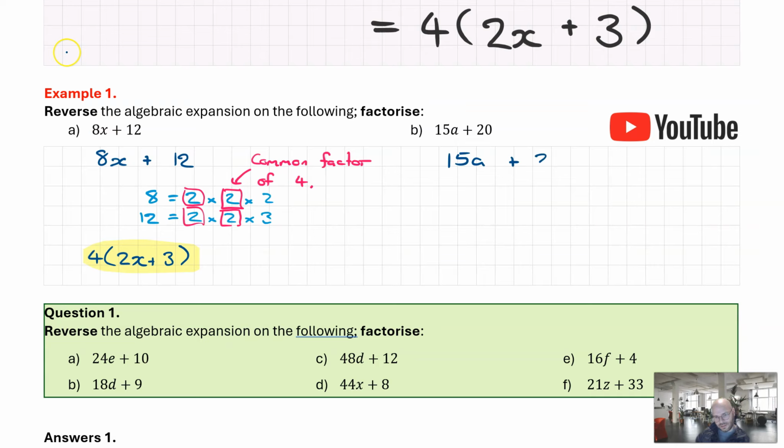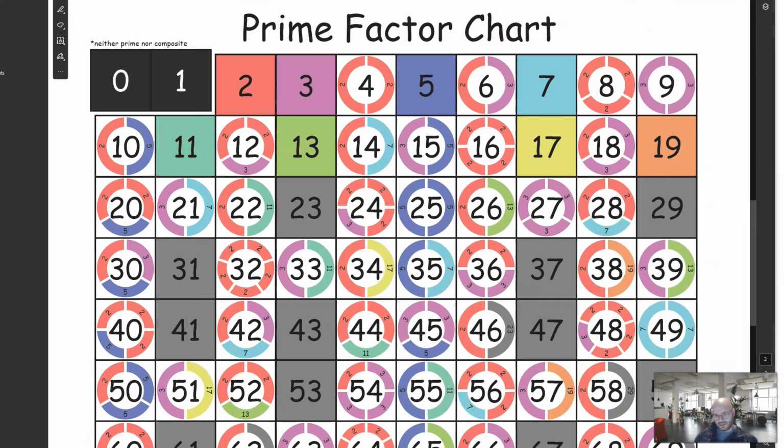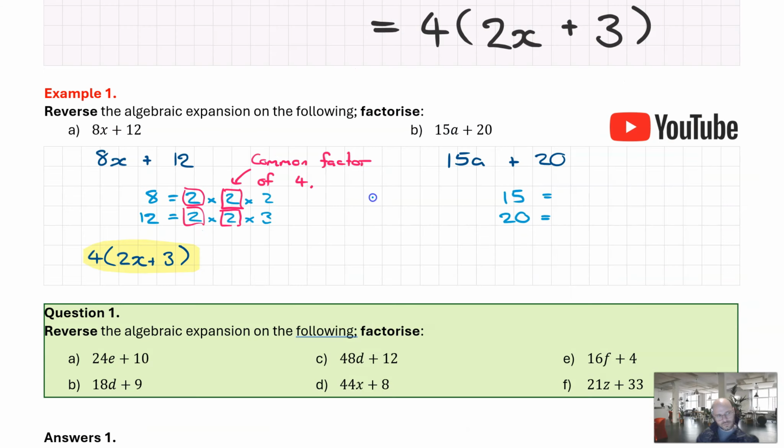15a plus 20. We start off by gathering the coefficients and looking for the prime factor breakdown. Again, I'm just going to use a prime factor chart. For 15, it's 3 and 5. For 20, it's 2, 2 and 5. The common factor across both of these numbers is 5, and that's it.